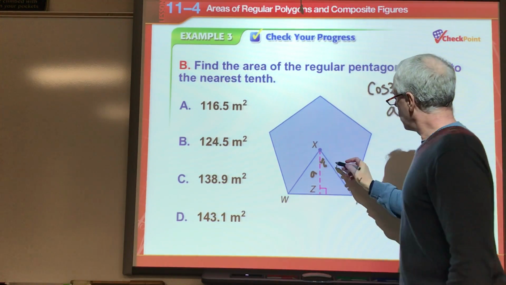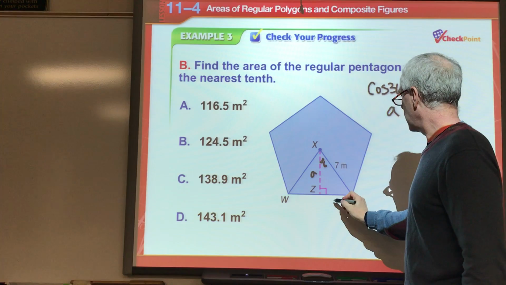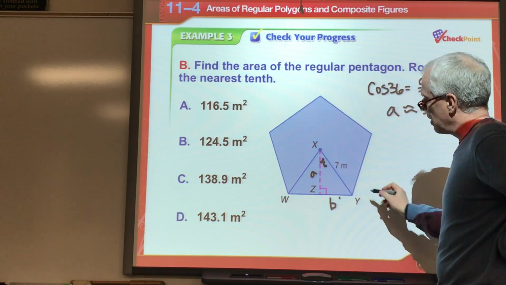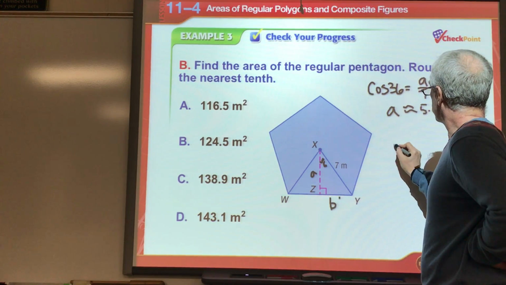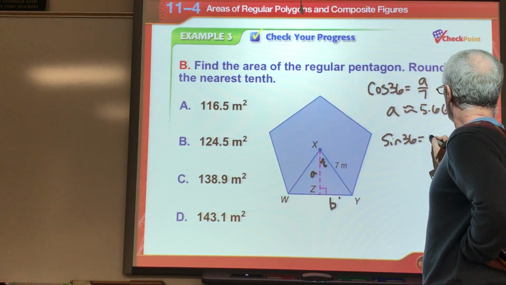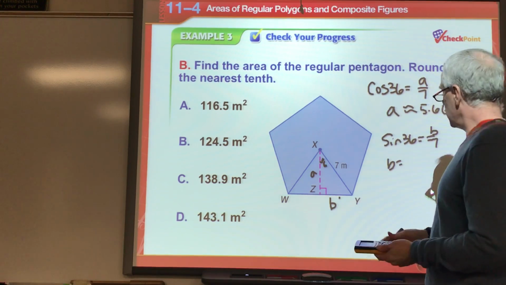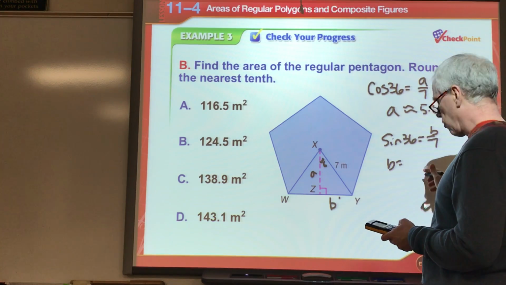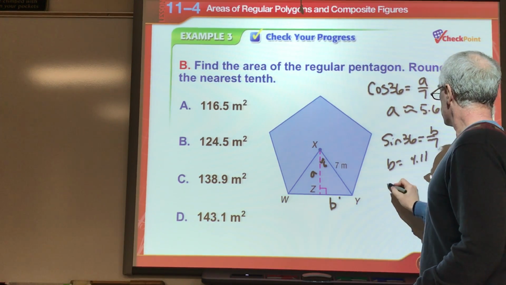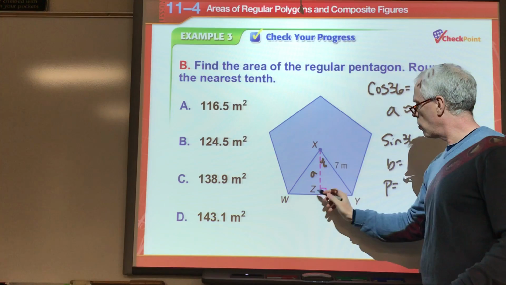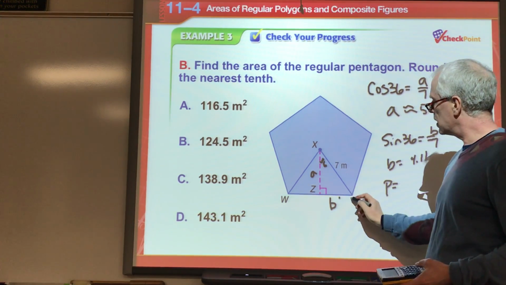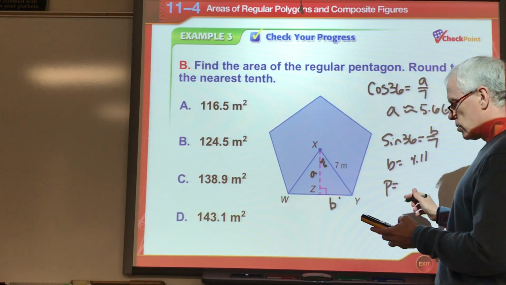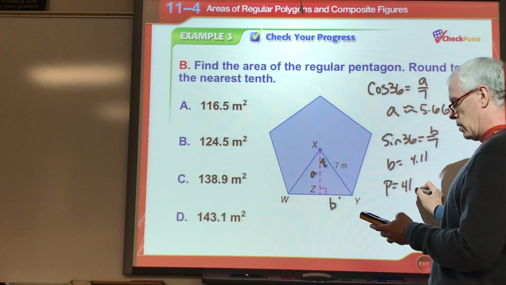Okay? Now, I'm also going to need to find, let's call this B. That's going to be half of the side length. So the sine of 36 is equal to B over 7. So B is going to be 7 times the sine of 36. I get about 4.11. So then the perimeter, if this is 4.11, I have to multiply it by 2 to get the whole length of the side, and then I'm going to multiply it by 5 because there's 5 of those sides. So the perimeter is about 41.14.